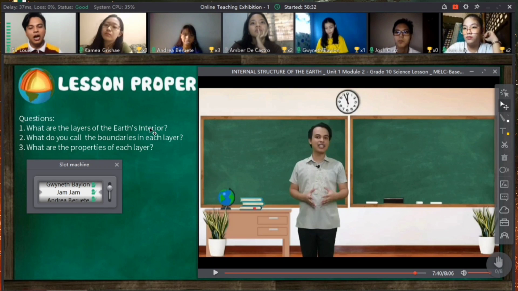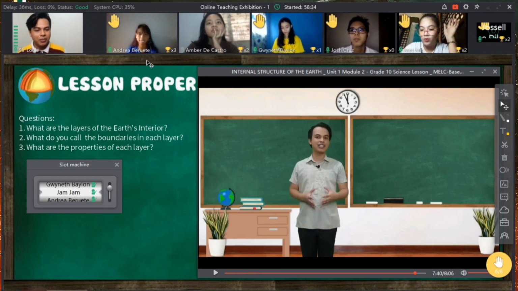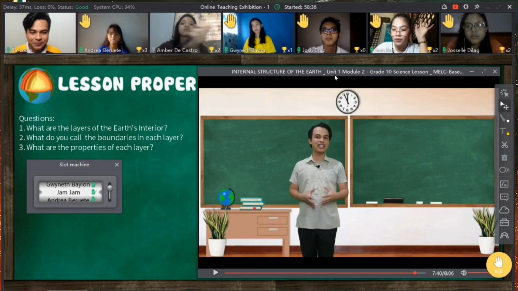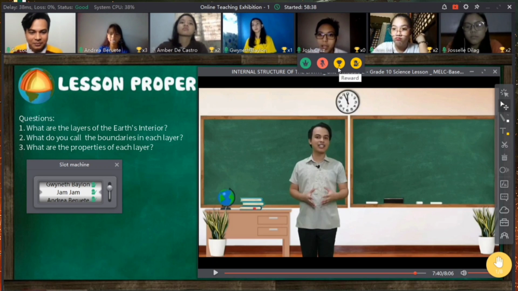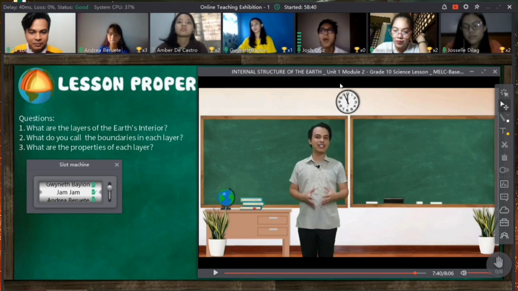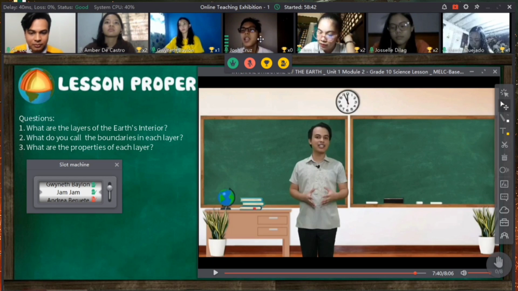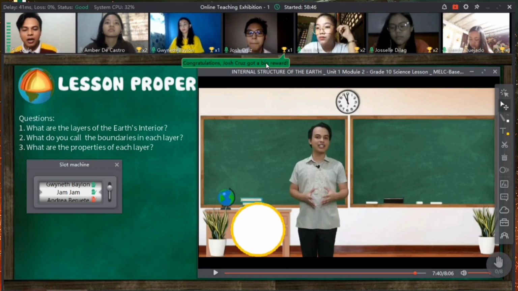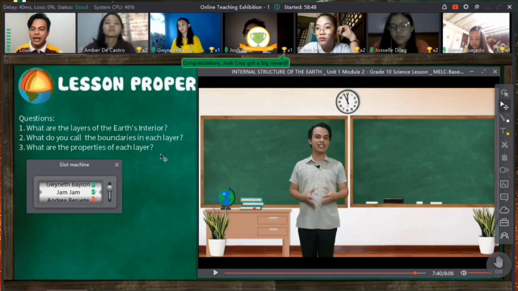How about the outer core? What can you say about the property? Let us have Josh. The outer core is composed of liquid iron and nickel. Okay, very good. So it is made up of liquid iron and nickel.